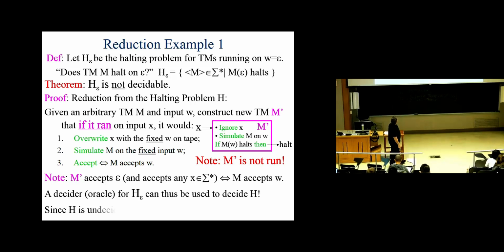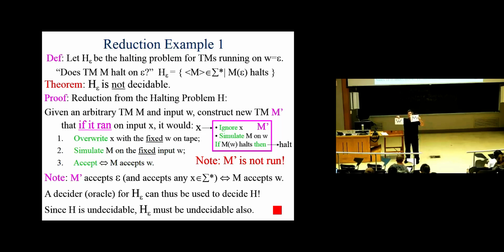Well, here's how. A halting problem instance comes in the door: a machine M and a string W, and you're trying to see if that machine M halts on this string W. You don't know how to do this, but if you have an oracle for the halting problem on the empty string, you build a new machine M prime from this. That's this M prime here.